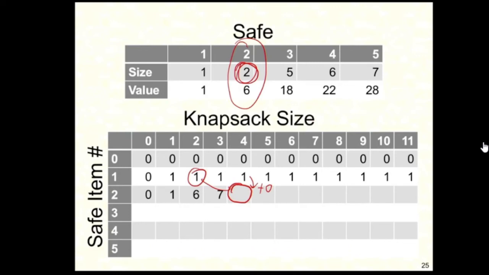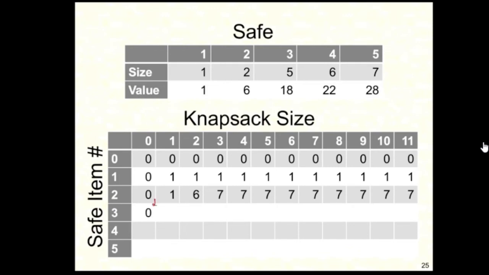Okay, so now we're good with row 2. Let's go to row 3. So row 3, the first one is impossible. We just pick the thing above us and add nothing. Now, I'm saying I'd like to pick item 3. Well, item 3 has a size of 5. So until I get to column 5, I can't go back 5 columns. So until I get to column 5, the only choice is value above me, because I can't go back 5 columns from column 2.